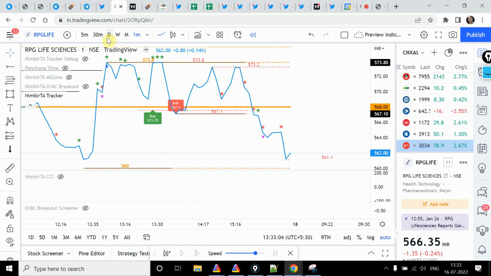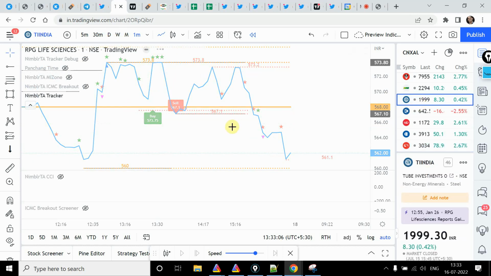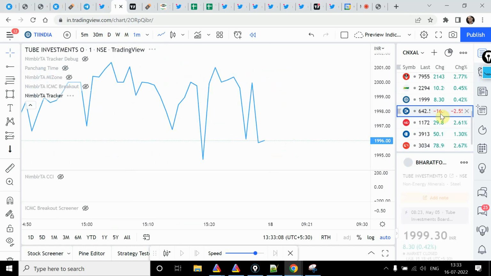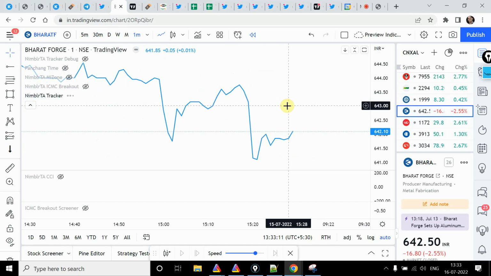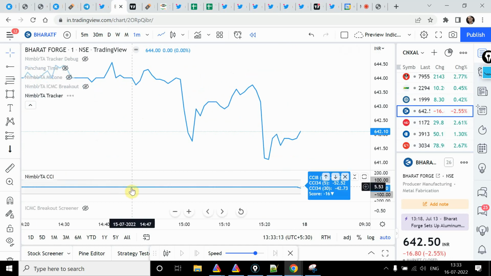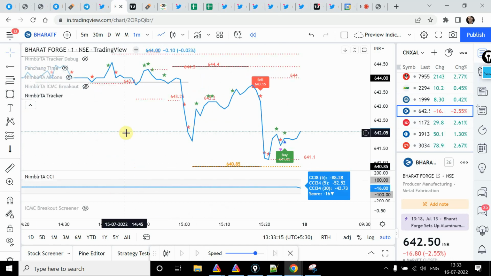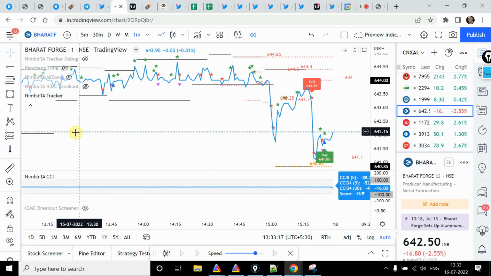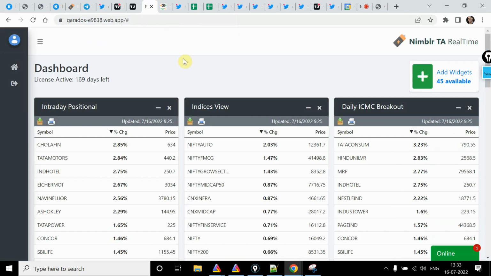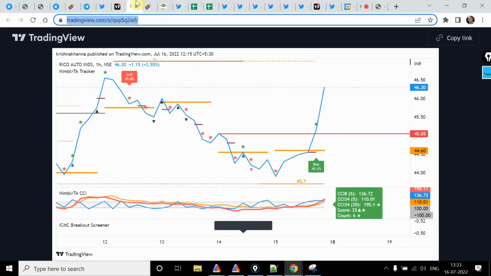See, NimblrTA Tracker includes CCI also. If you opt for an annual plan, then CCI will come complimentary for annual usage. Okay, so these two will become, and it comes complementary with widgets also? No, widgets are separate. Screeners, no, that is separate. TradingView indicators, then they can be a combination, and you can opt for them.